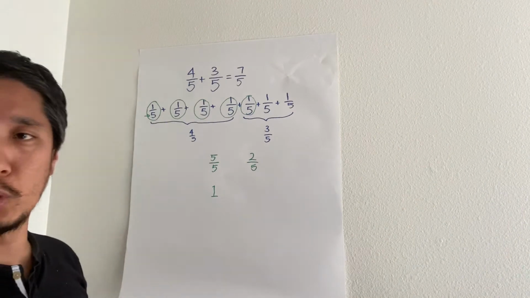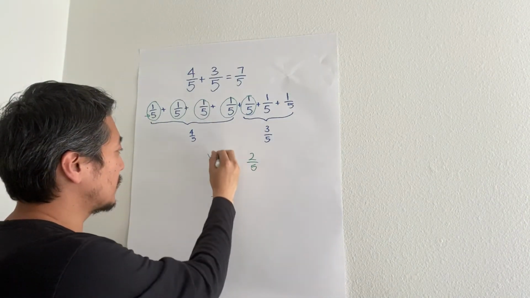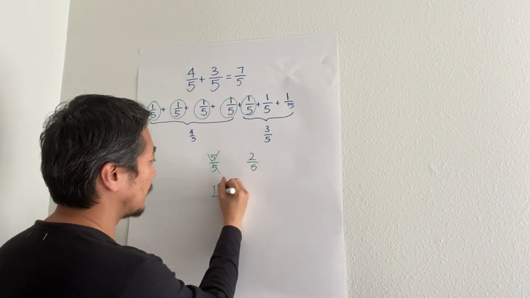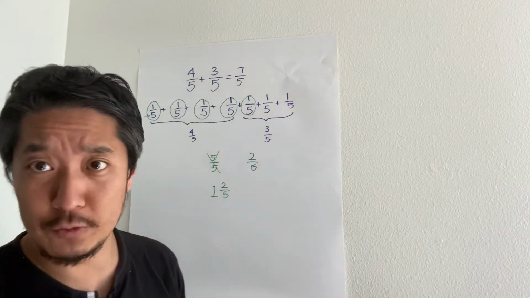Now, we're just going to add the leftover piece here, which is 2/5. And we're going to put it together. And we have just completed a mixed number.